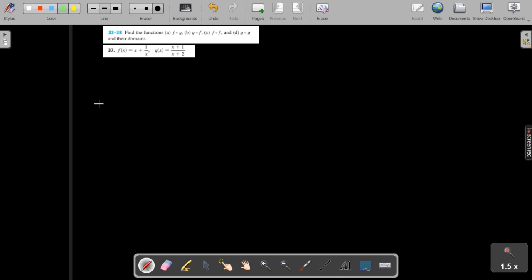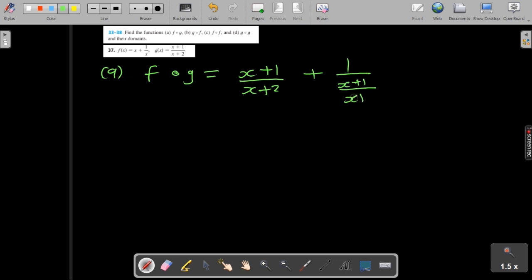So, we're asked to find each of these functions. Starting with A, we're going to find f of g. So we're going to substitute g wherever we see an x in f. So x plus 1 over x plus 2, then plus 1 over, so there's an x below, so we're going to substitute g there. And this is what we have.